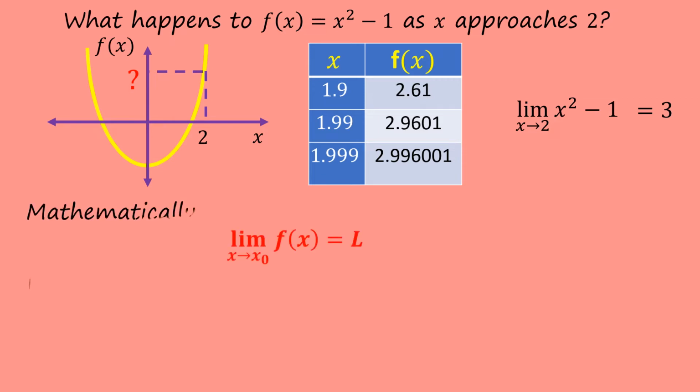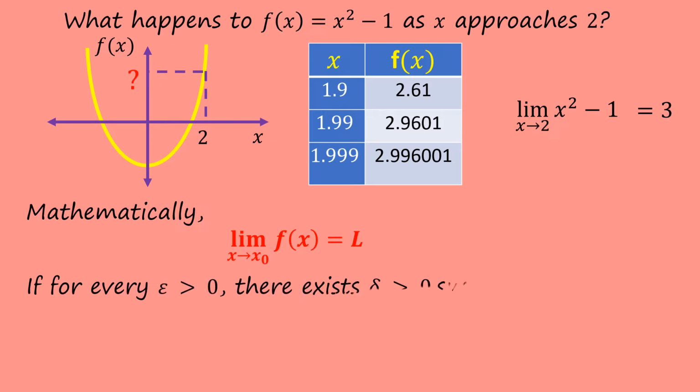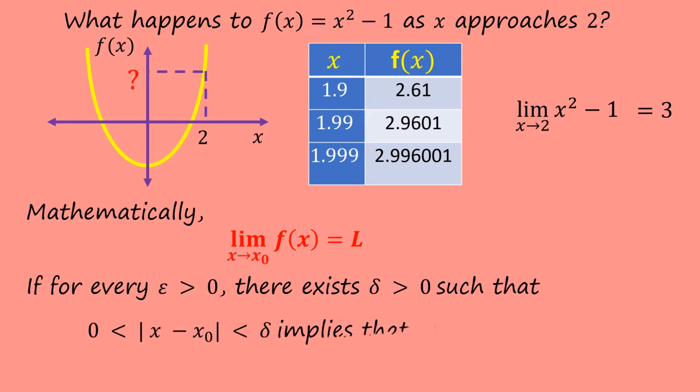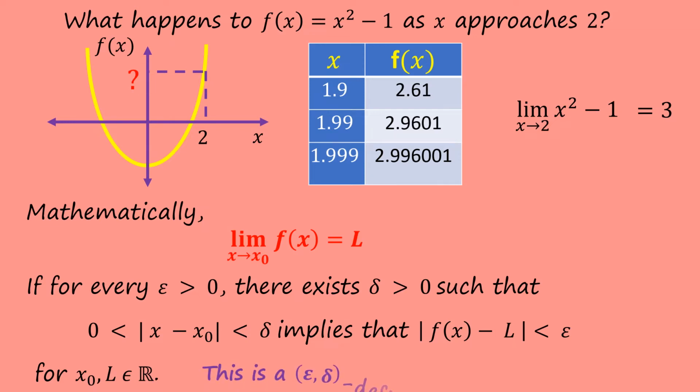Mathematically, f of x equals the limit as x tends to x0 if for every epsilon greater than 0, there exists delta greater than 0 such that 0 is less than the absolute value of x minus x0, which is less than delta, which implies that the absolute value of f of x minus L is less than epsilon, for x0 and L real numbers. This is the epsilon-delta definition of limit.